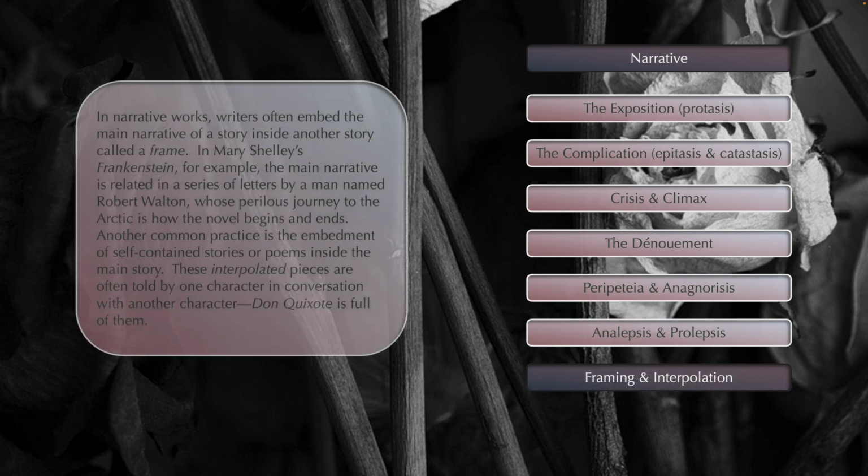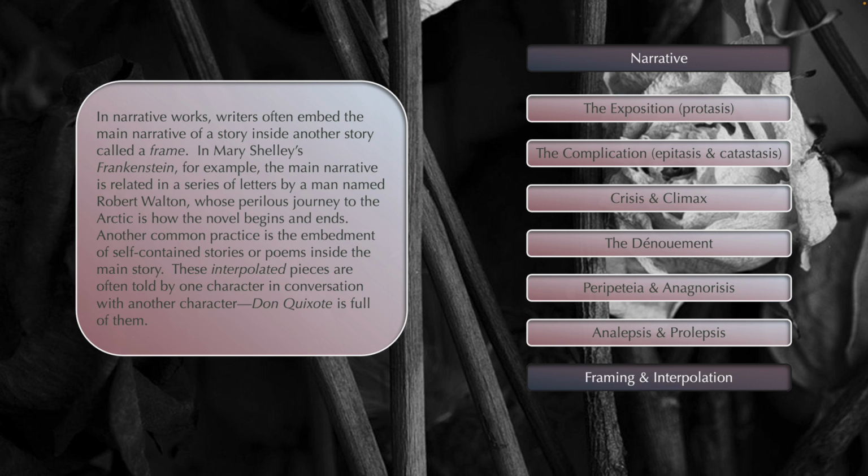Finally, framing and interpolation. In narrative works, writers often embed the main narrative of a story inside another story called a frame. So Mary Shelley's Frankenstein, for example, the main narrative of the doctor creating this creature that runs amok in the countryside is related in a series of letters by a man named Robert Walton. And Walton's perilous journey to the Arctic is how the novel begins and ends. So that's an example of a framing device.